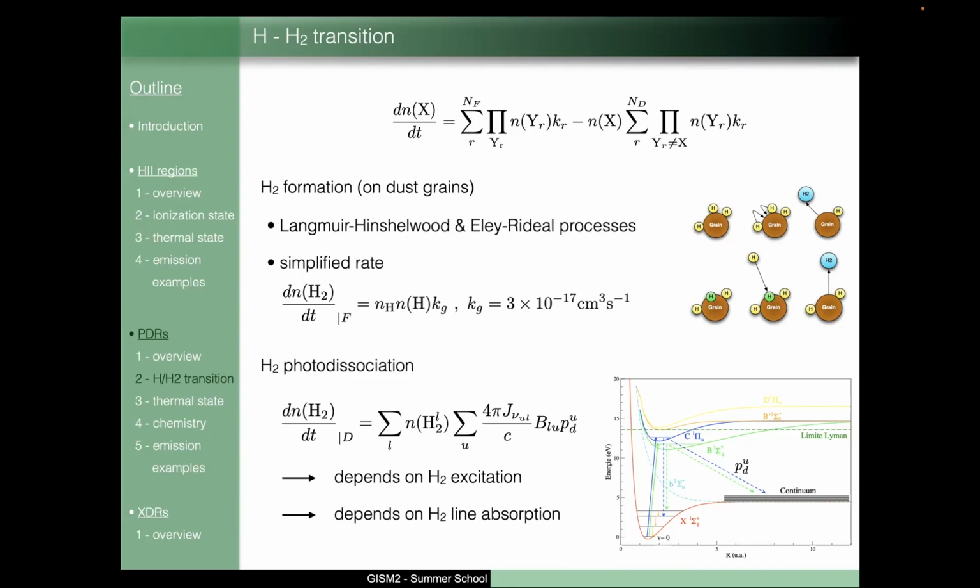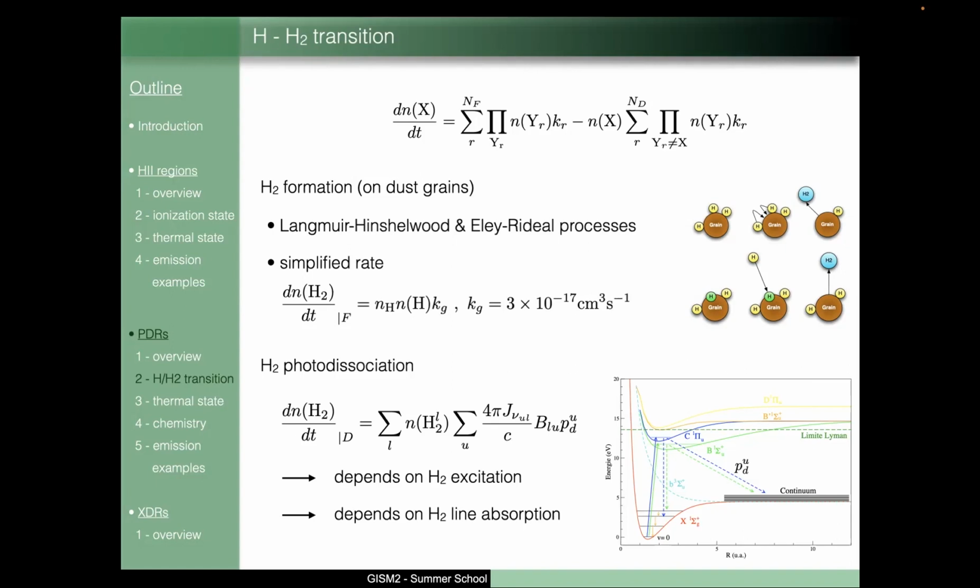Now, if we look at H2 photodissociation, since H2 is dissociated through line processes, the photodissociation rate simply writes like this. What you need to do to compute the destruction of H2 by photodissociation is to sum over all the levels of H2 the rate of absorption of a photon by this level up to a level U, and then multiply this by the probability for this level U to de-excite towards the continuum, therefore to lead to dissociation. So this is a complete equation to get the photodissociation rate of H2.